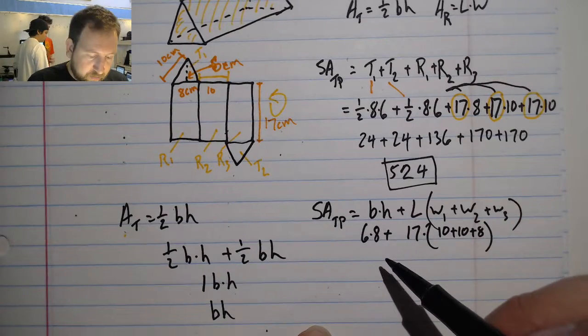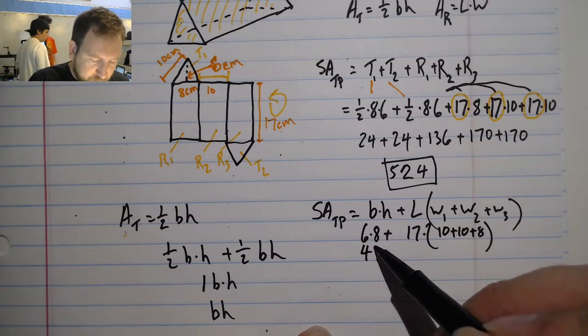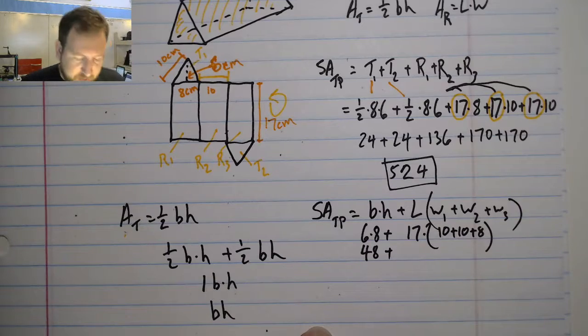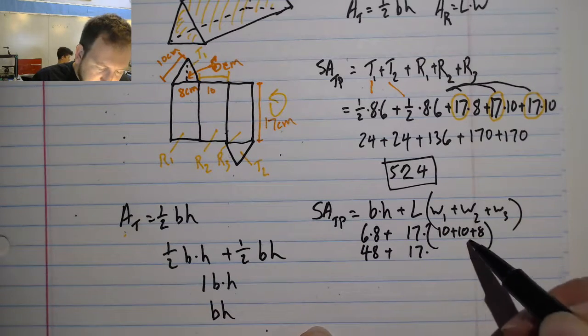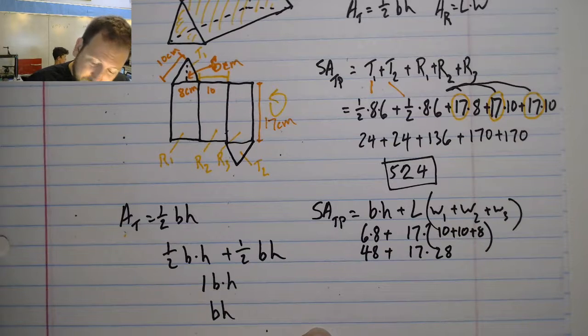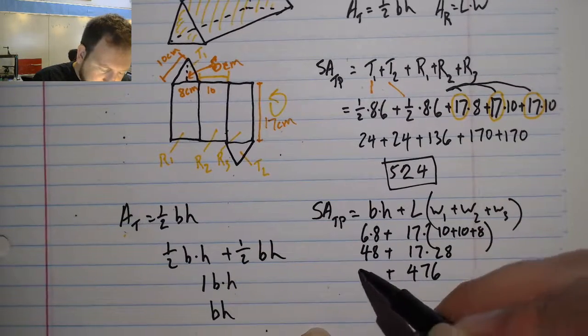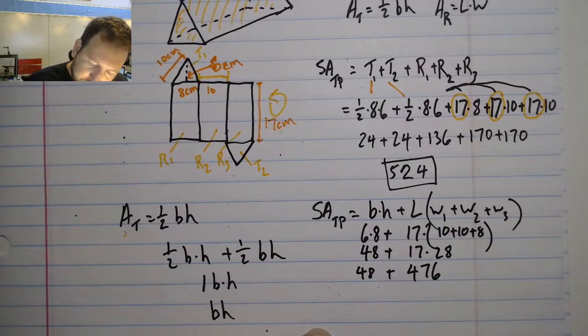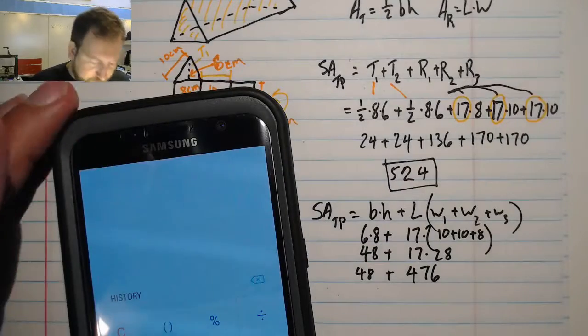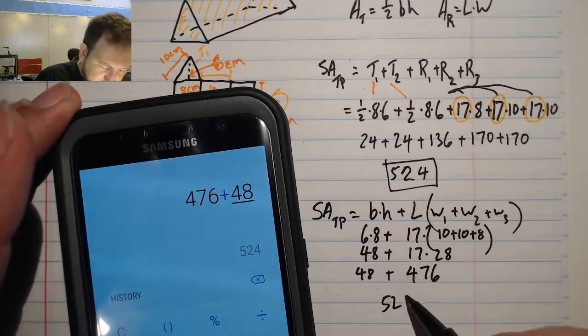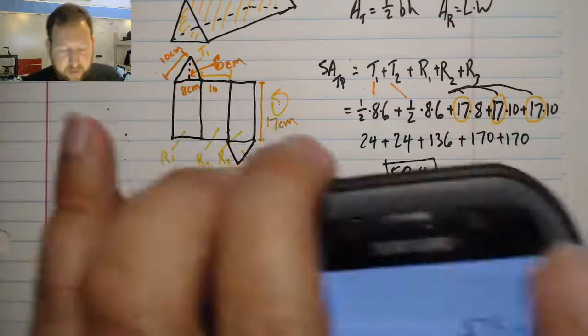6 times 8 is 48, right? Yeah, good thing. Doubted myself there. And then I have 17 times 28. I can't do that one in my head, unfortunately. 17 times 28 is 476. 48 and 476. Oops, probably should have been doing this on here, sorry. 476 plus 48 is 524. Good thing, because that's what we got earlier.